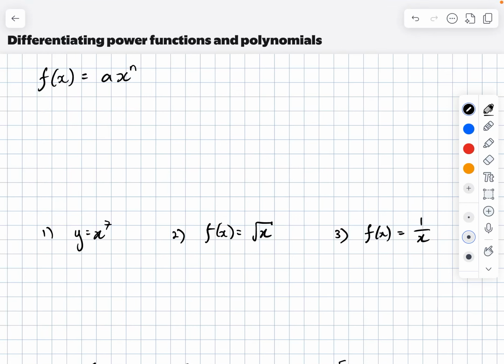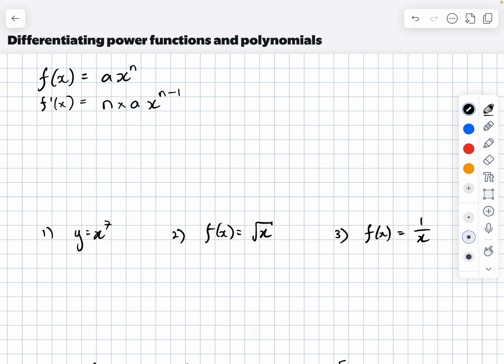In NCEA Level 2, you learned how to differentiate basic polynomials in this form here: f(x) = ax^n, where a is just some sort of constant. It's a coefficient. And you learned that f'(x), or the derivative of this function, is you bring the power in front, you multiply by any coefficient in front, and you reduce the power by 1.